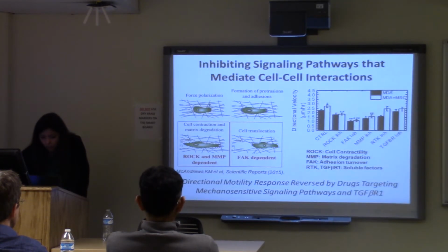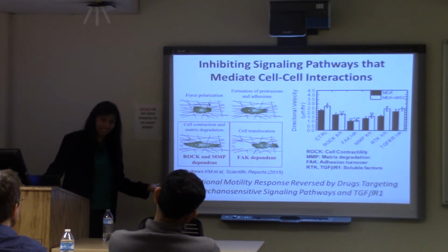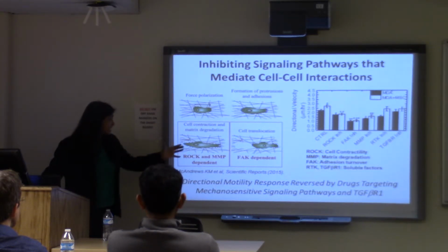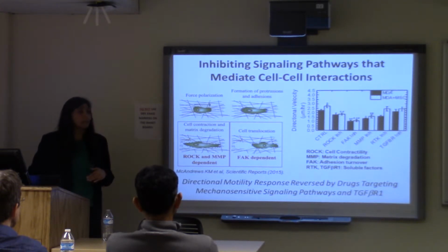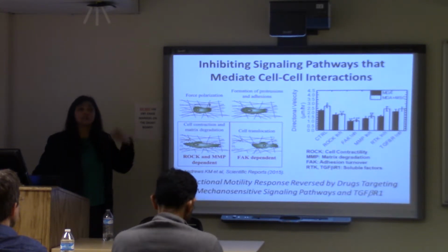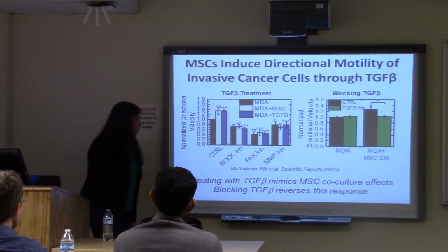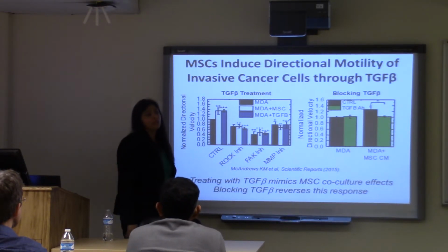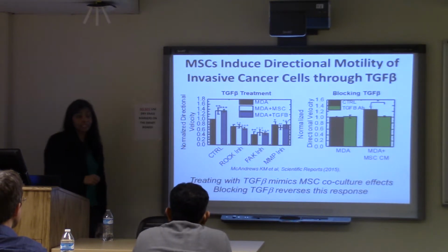And so we also found that the pathways that regulated other processes on a mechanical level were important in this process as well. And we focused on several of them that are really important in three-dimensional migration, like matrix metalloproteinases, Rho-associated kinase, focal adhesion kinase, and so forth. And after looking at many soluble factors, we ended up back to our old friend TGF-beta, and we found that TGF-beta was actually being produced by MSCs, and that was inducing this directional motility response in the cancer cells.